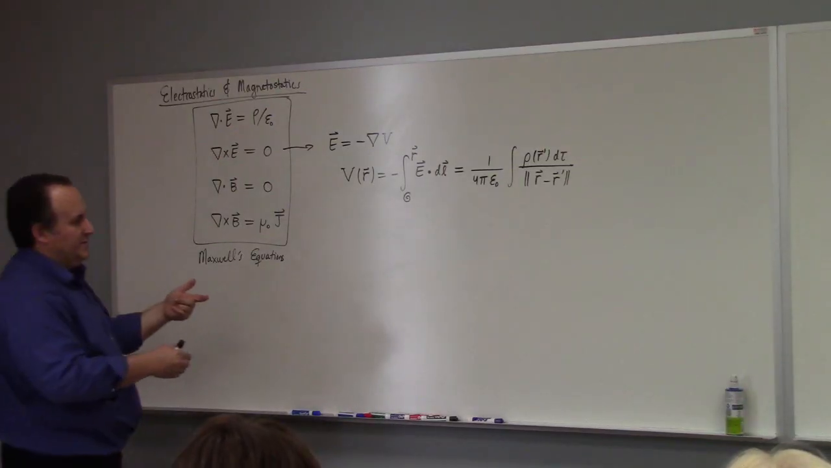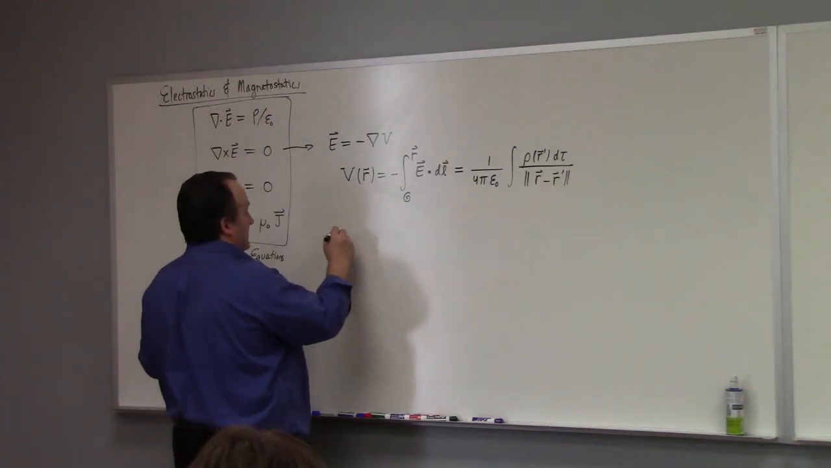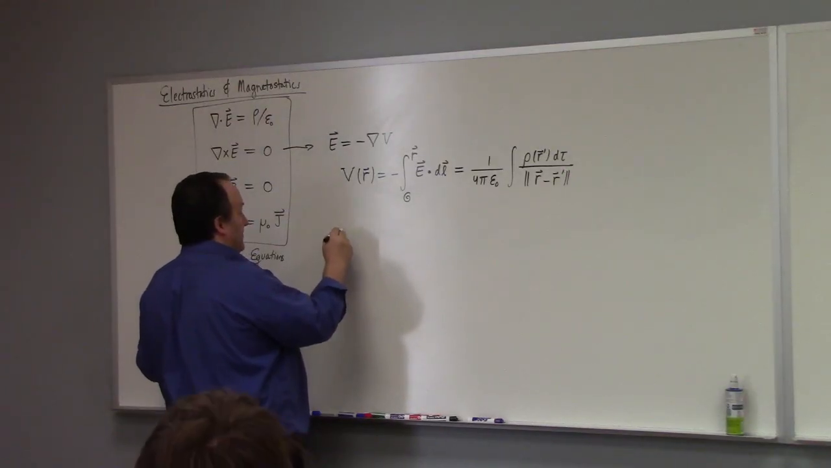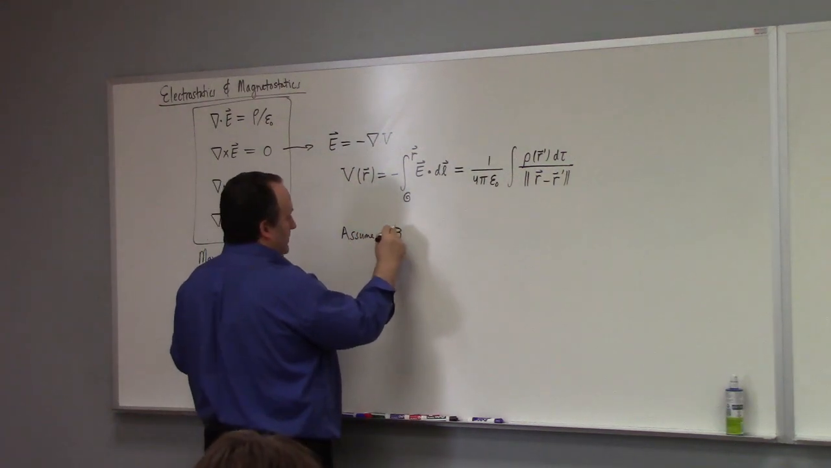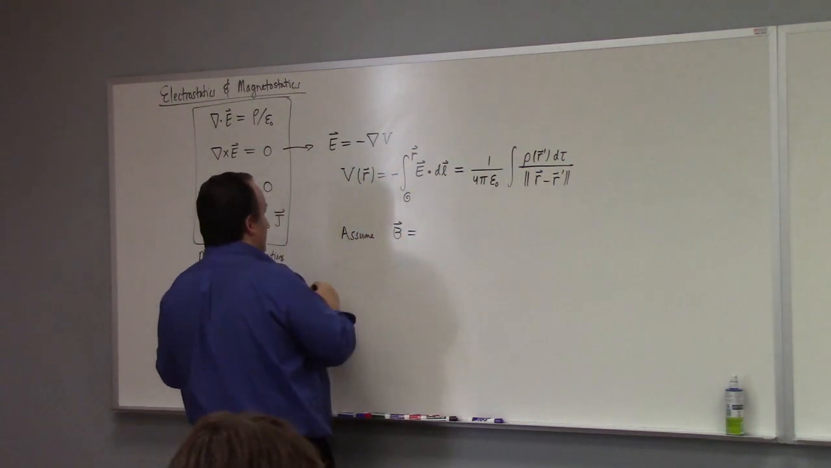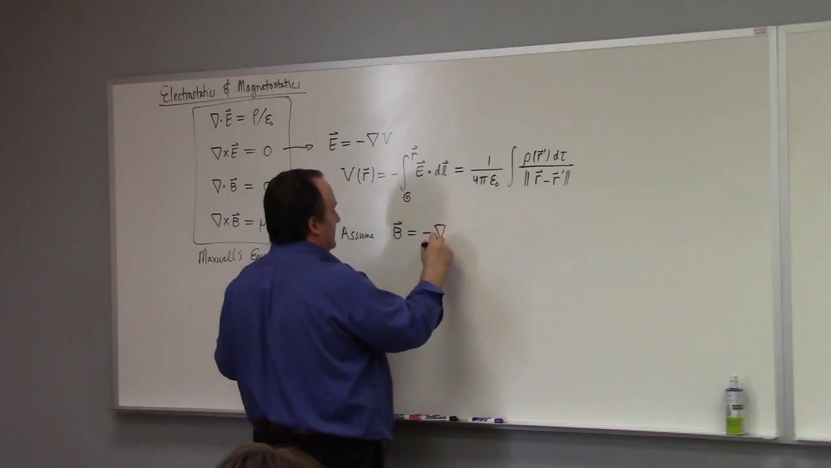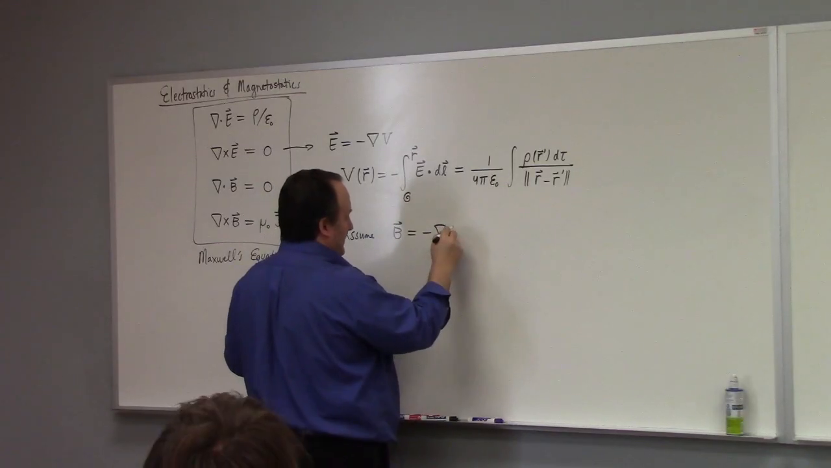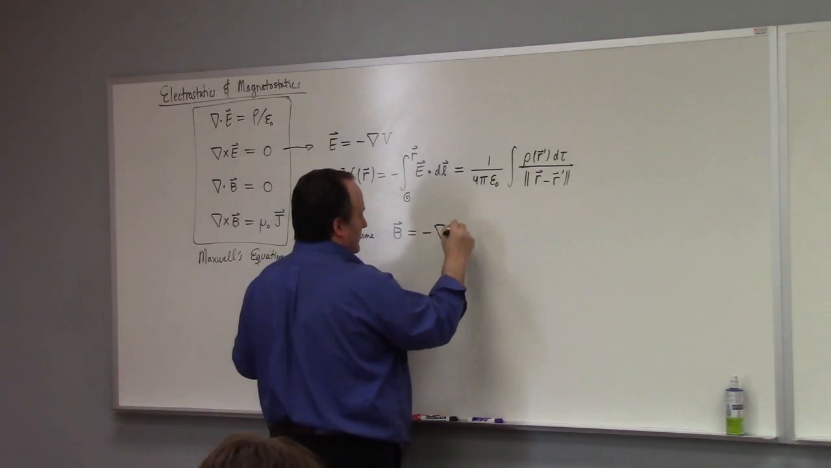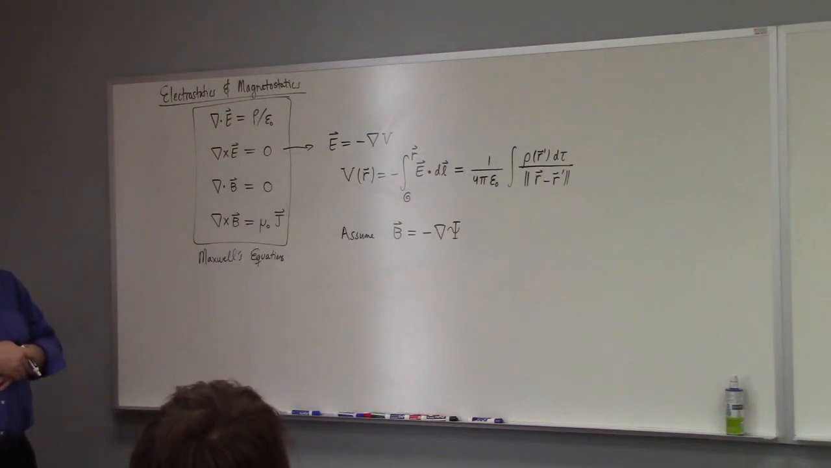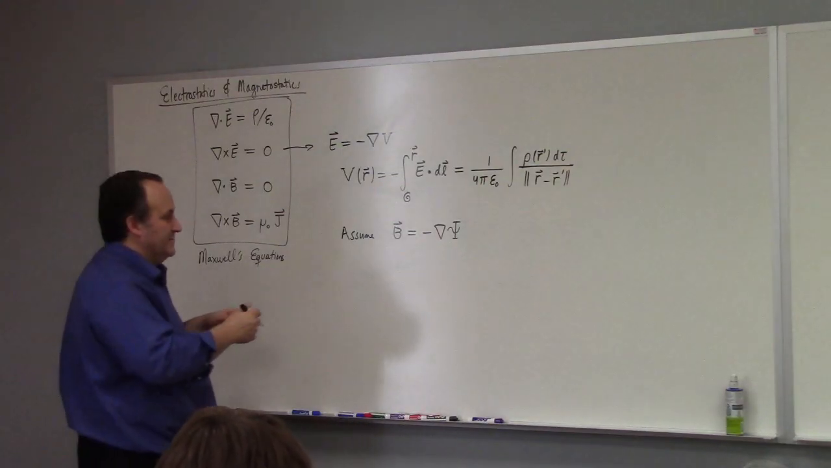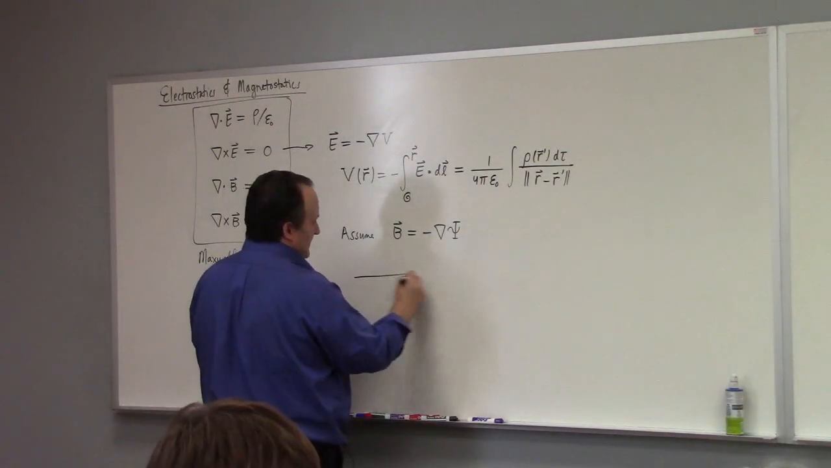Okay, so suppose theoretically for a second, assume for a moment that B was equal to minus the gradient of, I need another letter, let's say psi, for just a second. Suppose that was the case. Why does this get us into trouble?